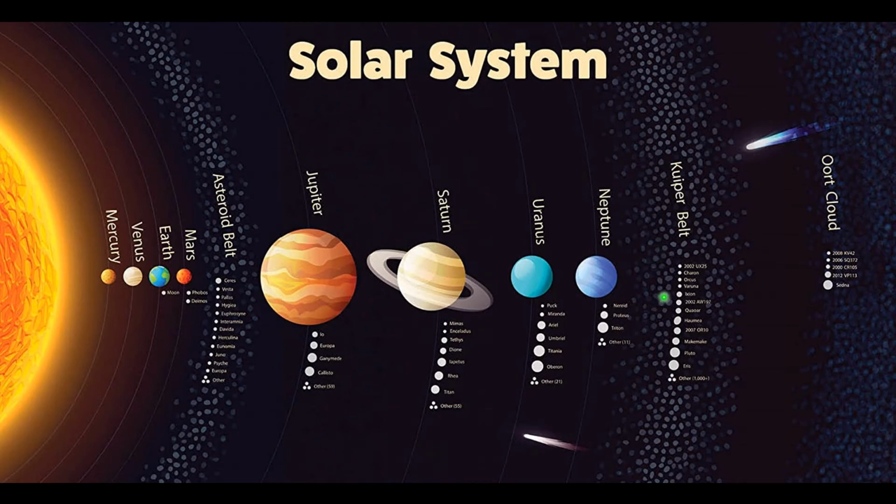Today we're going to take a look at what a solar system is. Now in today's lesson we're going to be focusing on our solar system, but it's important to understand that there are many solar systems out there in the universe. When I say many, we're talking billions upon billions upon billions.